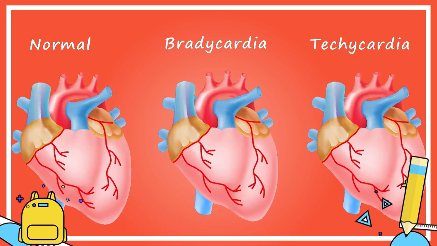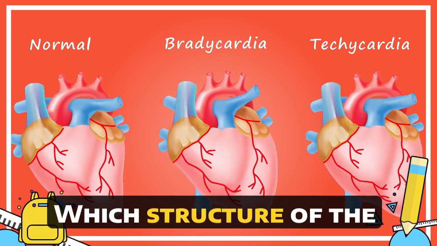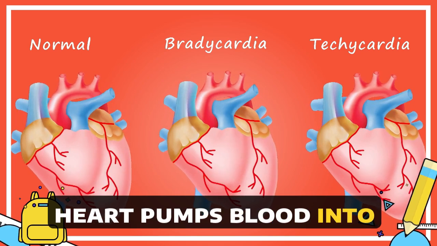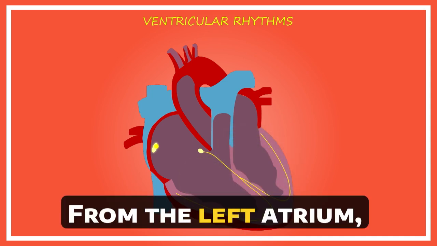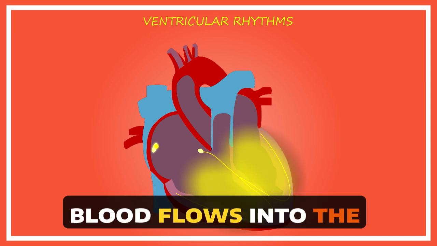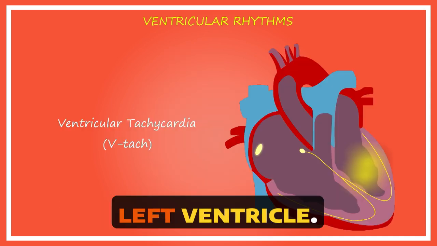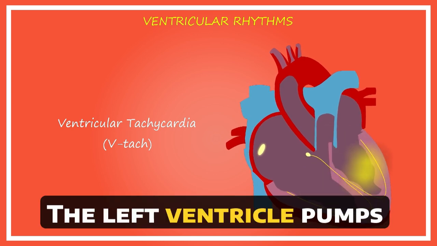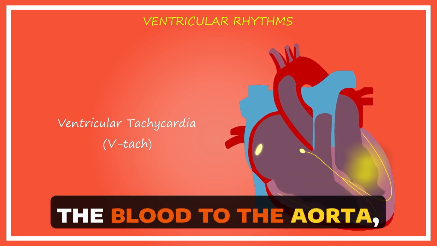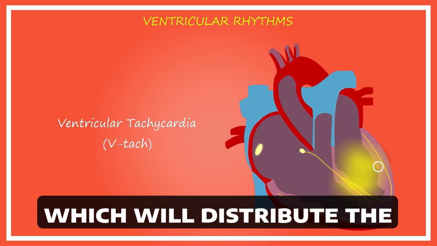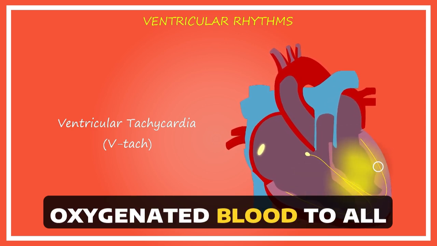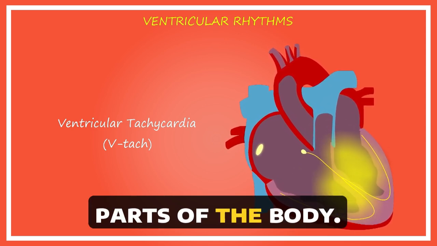Question B. Which structure of the heart pumps blood into the arteries? Answer: from the left atrium, blood flows into the left ventricle. The left ventricle pumps the blood to the aorta, which will distribute the oxygenated blood to all parts of the body.